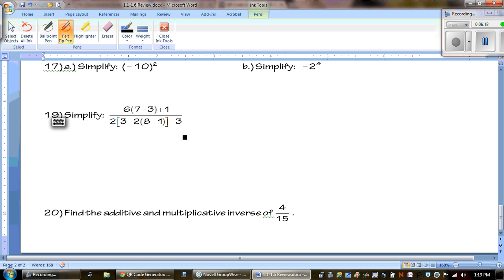All right, and then 19. 19 we're going to break down. We're going to do the top, and then we're going to do the bottom. Okay, so the top is 6 parentheses 7 minus 3 plus 1. We do inside the parentheses first. 7 minus 3 is 4. Okay, and then we would multiply. 6 times 4 is 24, and 24 plus 1 is 25. So the top is 25.